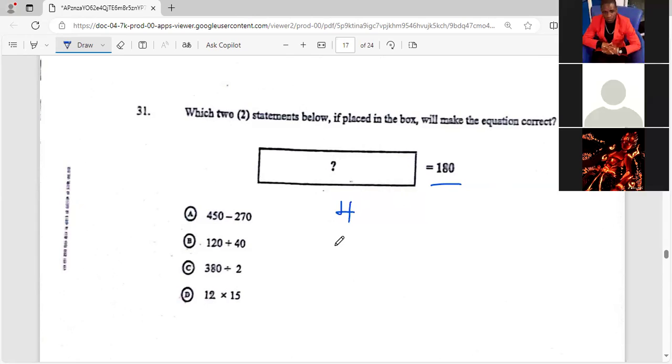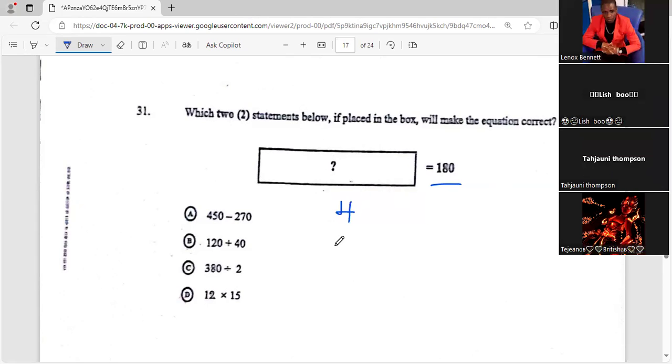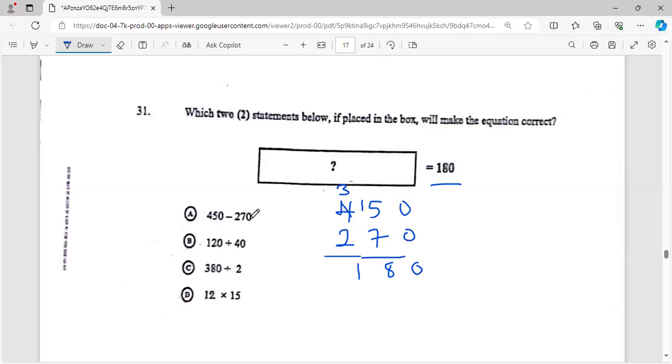All right, let's see. That's all we need to do, guys. Just do the operation. Whichever equals 180, that's our answer. So let's see. 0 from that, that's a 0. 7 from 5, we can't, so we borrow 1 from the 4. 7 from 15, 8. All right, let's see if we multiply 12 by 15 if we get 180.